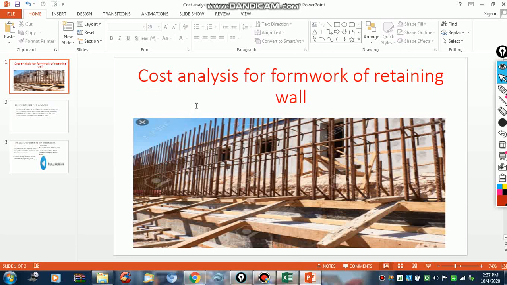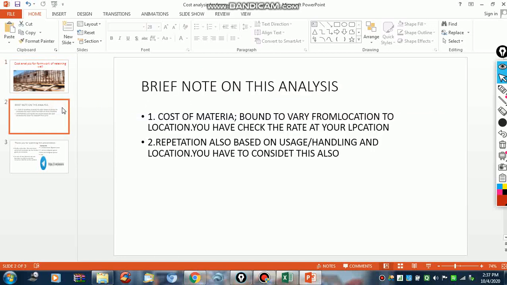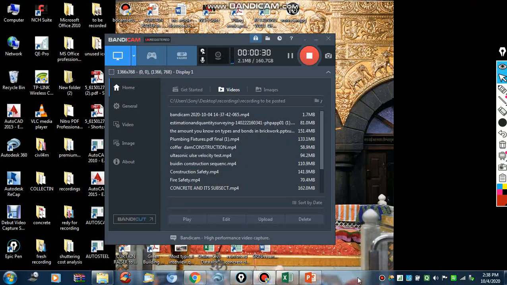A small presentation on cost analysis for formwork of a retaining wall. A brief note on this analysis: the cost of material is bound to vary from location to location. You have to check the rate at your location. Repetitions are also based on the usage, handling and location. You have to consider this also.